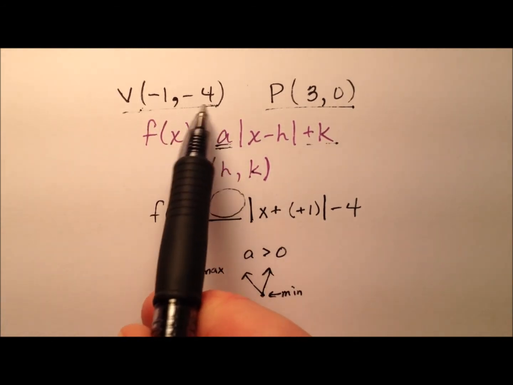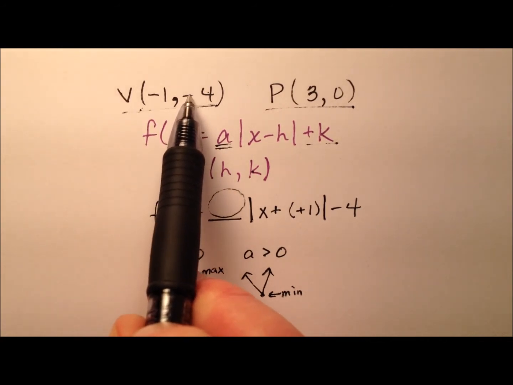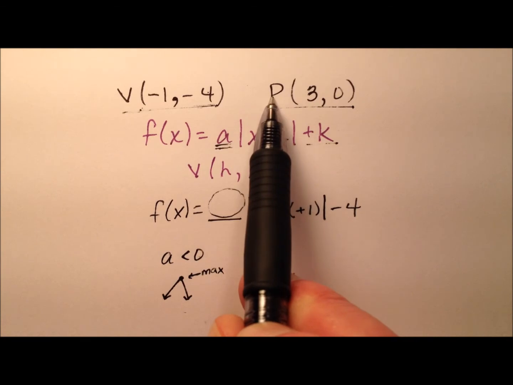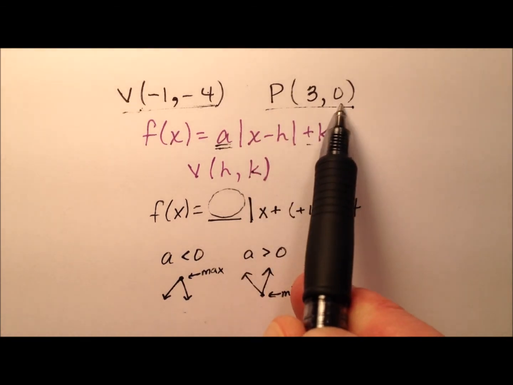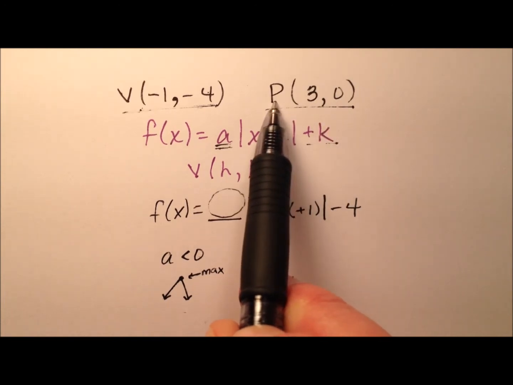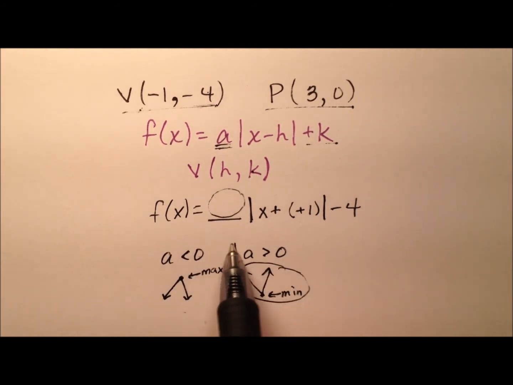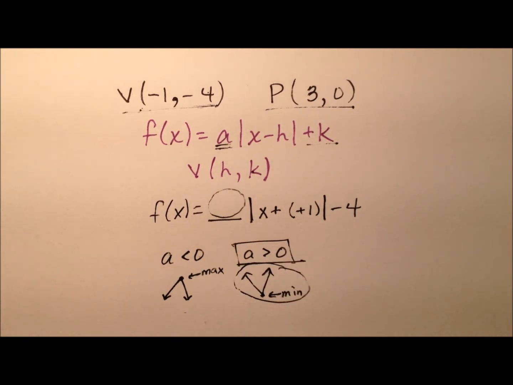Because that will tell us whether it's opening up or down. We'll look at the y value to help us know whether it's above or below. For the vertex, the y value is negative 4. For this other point, the y value is 0. Well, 0 is larger than negative 4, so this point P is going to be above this vertex. So the vertex is a minimum, which means it's opening upwards, and a, in this case, is greater than 0. So it'll be positive.